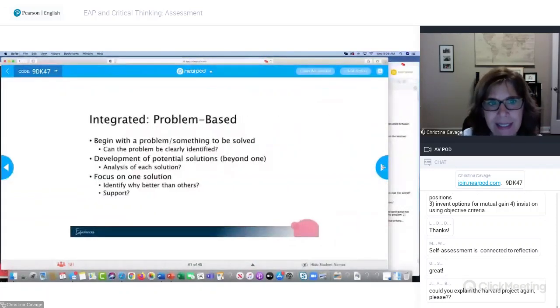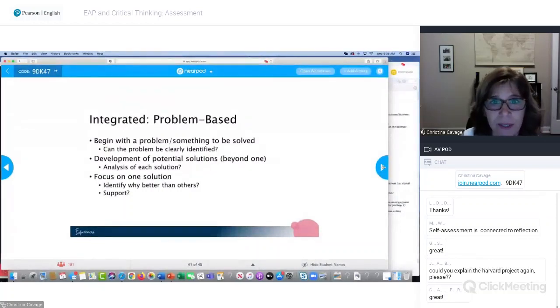When we're assessing these kinds of things, first let's talk a little bit about the process. We begin with a problem that is going to be solved. So when I assess it, can the problem be clearly identified? Were students able to identify that problem? Again, this speaks to critical thinking more so than language. Now they're using language, obviously, to identify the problem, but was it clearly identified?